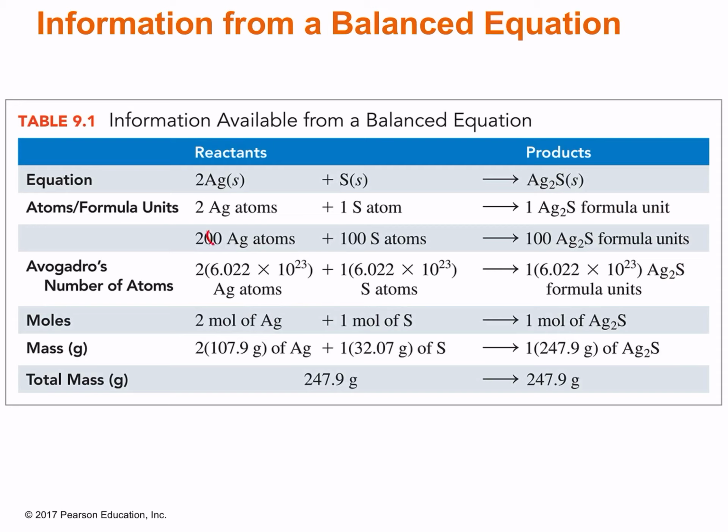Don't worry about this here. We don't talk about formula units for Chem 10. We could also talk about Avogadro's number, right? Before we had said, down here, like 2 moles of silver plus 1 mole of sulfur gives us 1 mole of silver sulfide. Again, these are the coefficients from the balanced chemical equation, the number in the front.